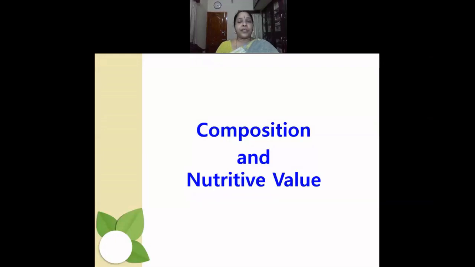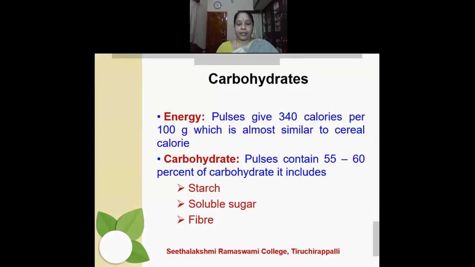Let us now see the composition and the nutritive value of pulses. Carbohydrates, energy. Pulses give about 340 calories per 100 grams, which is almost similar to the cereal calorie. Though we say that pulses are a rich source of protein, they also provide us energy, and the amount of energy present in pulses is equal to that provided by cereals, about 340 calories per 100 grams.